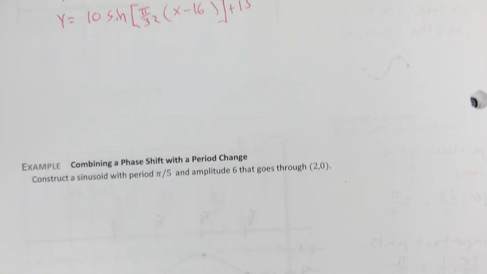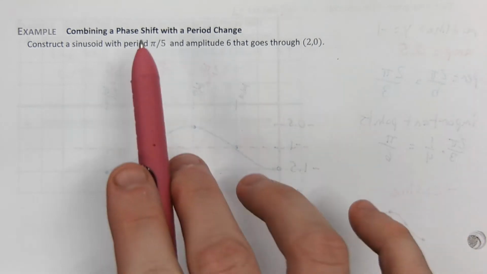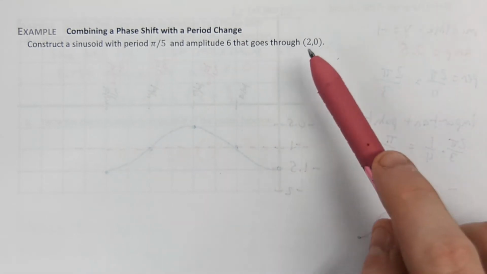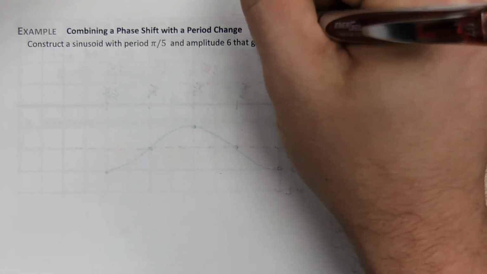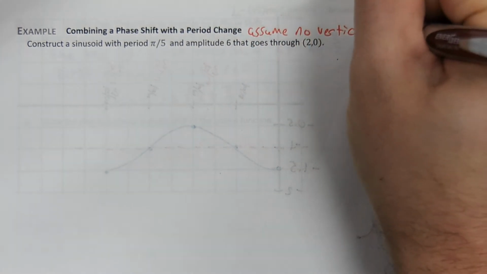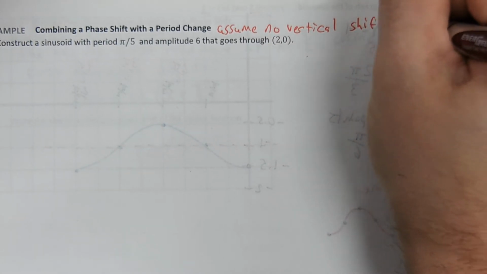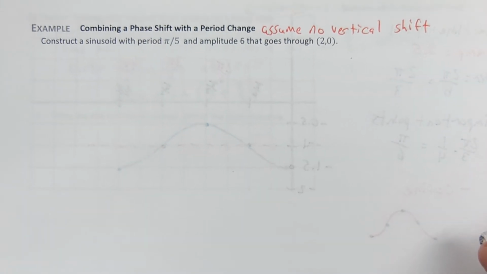Next. This one says to construct a sinusoid that has a period of pi over 5, amplitude of 6, and it goes through the point (2, 0). Now, it didn't mention anything about a vertical shift. So the easiest way to attack this question is to just assume there was no vertical shift. That's the easiest way to do it. So let's just assume no vertical shift. Cool.